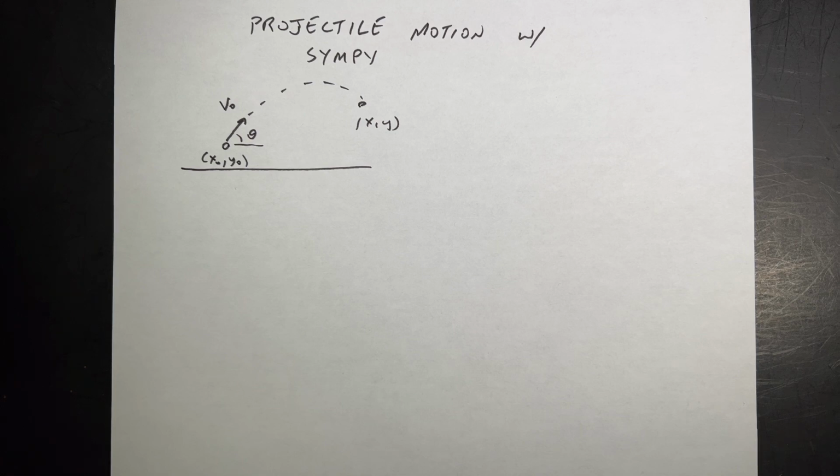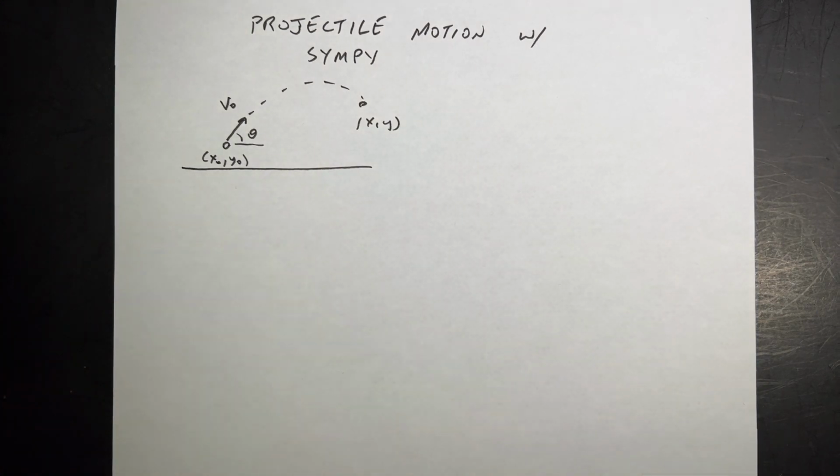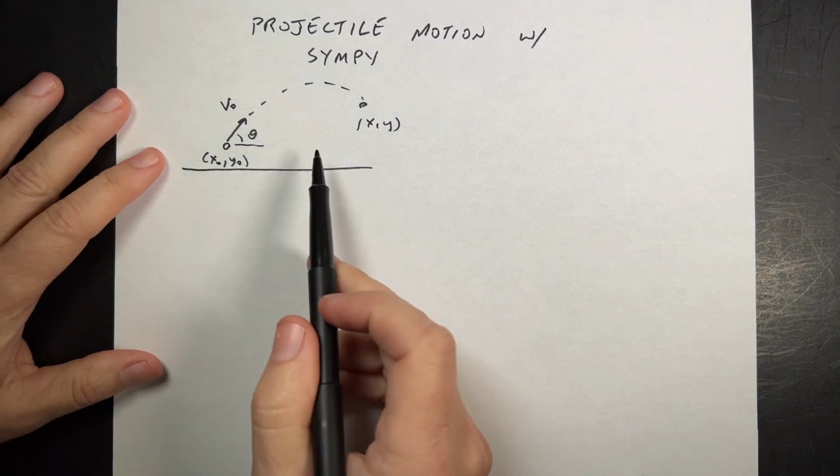So when you're not good at something, the best thing to do is make a video to help you get better, or to practice it in general. So I'm going to practice using SymPy, the symbolic Python module, for projectile motion. And like I said, I'm not great at this. So if I make mistakes, I think that's cool. That's how you learn.